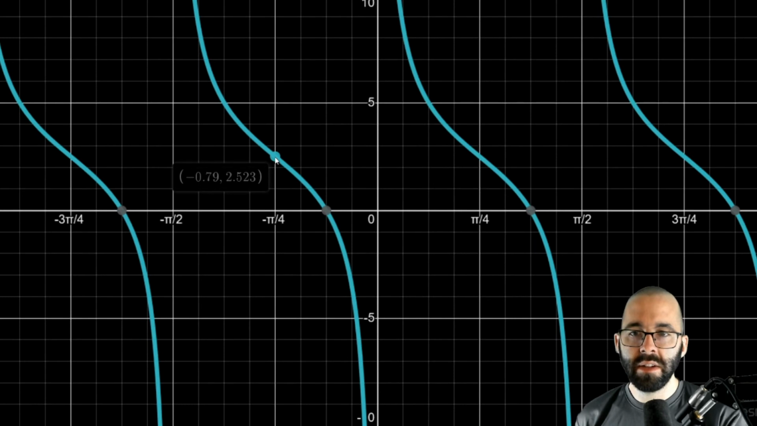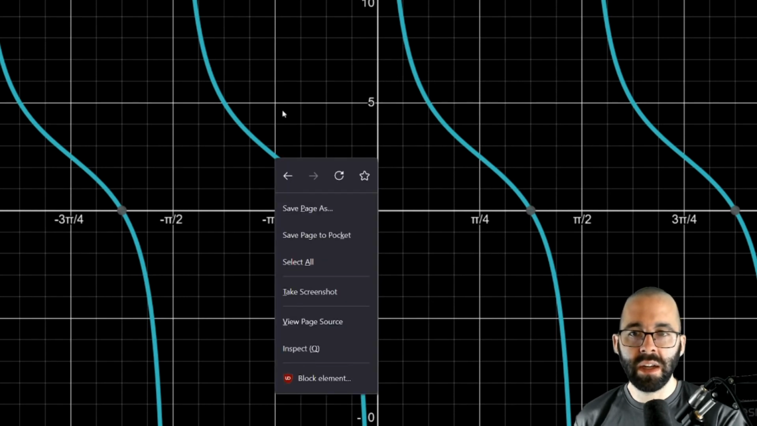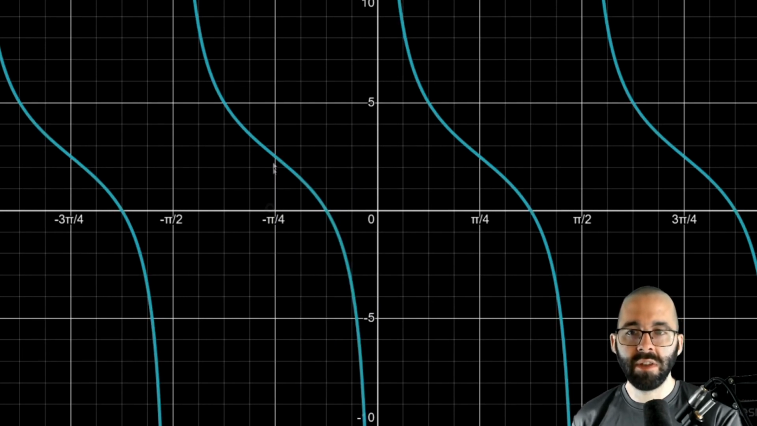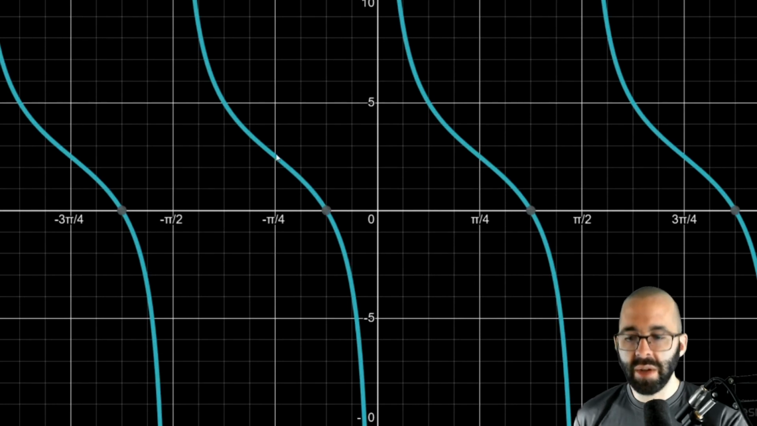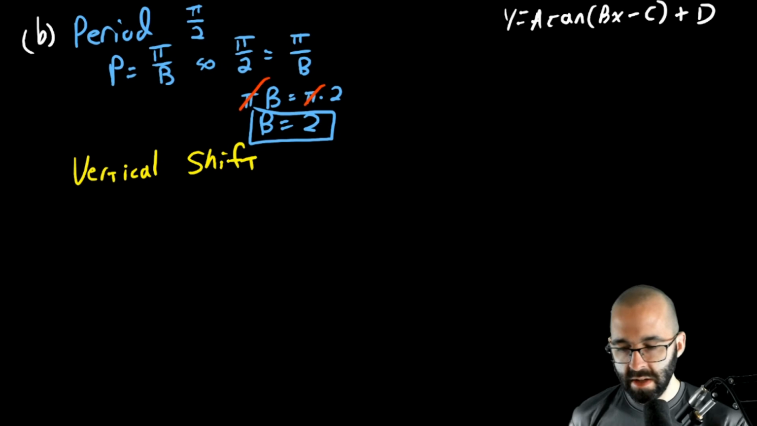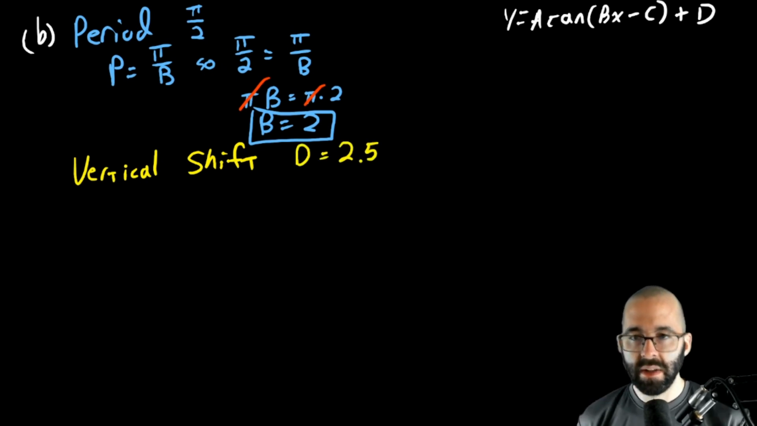All right, and it's a little hard to see. We're going to have to estimate a little bit. This looks like it's about halfway between 5 and 0. This middle is at 2.5. All right. So D is going to be positive 2.5.